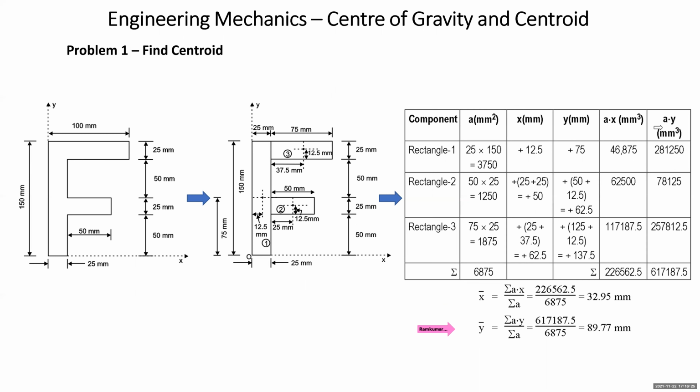Now the way I have divided it, you can see that here I have drawn a line, and here I have drawn a line. So what I am saying is that this is my one component.